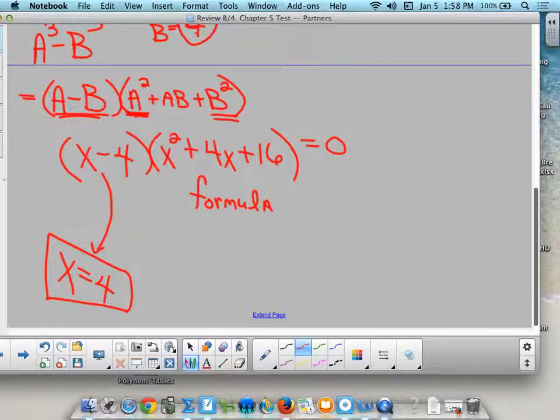We've got about 2 minutes left. You can't take the square root of both sides because you have an x term. The 4x messes you up. If you had x squared plus 16, then you could take the square root of both sides. Formula is always needed when you have an x term.